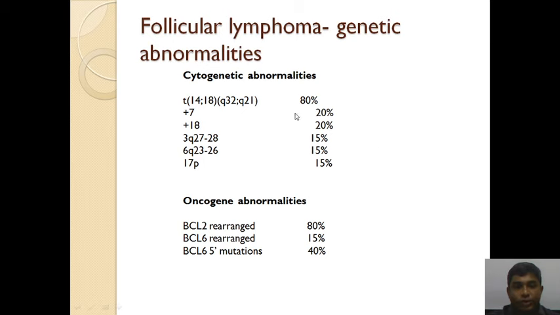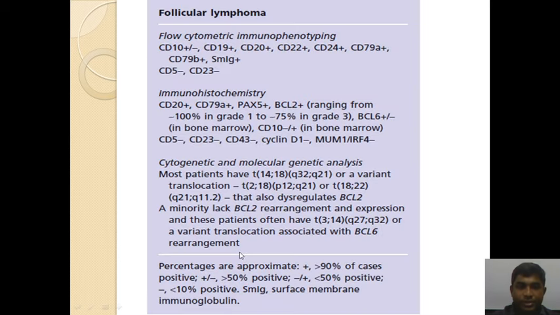This translocation 14-18 is the most commonly seen abnormality. Less commonly, other abnormalities are seen, and BCL2 rearrangement is seen fairly commonly, followed by BCL6 rearrangement. And we looked at the flow cytometry or immunophenotyping. This is a B cell neoplasm, so B markers like CD19, 20, 22 are present. CD10 is present in a large number of cases. CD5 is negative, whereas CLL is CD5 positive.